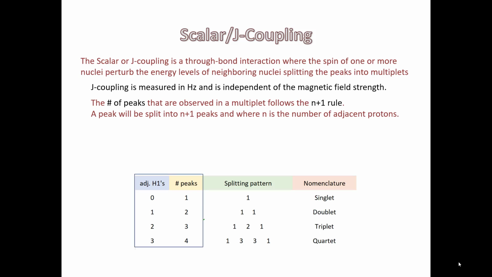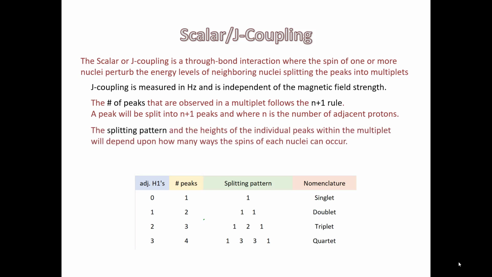A peak will be split into n+1 peaks where n is the number of adjacent protons. Adjacent protons mean protons on the carbon next to the peak you're looking at. The splitting pattern and the heights of the individual peaks within the multiplet will depend upon how many ways the spins of each nuclei can occur. So for instance, if your adjacent carbon has 1 proton, the peak is going to be split into 2. The pattern is going to be a 1-to-1 doublet, and there's a picture of a doublet there on the right.